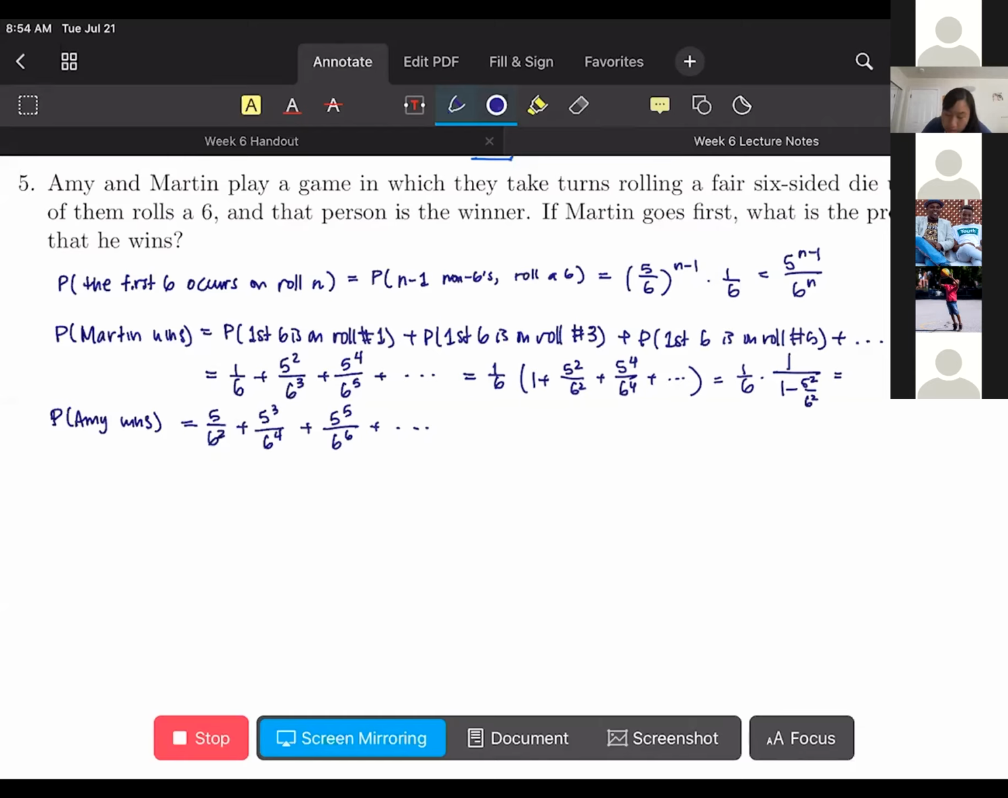So this gives us 1/6 times 36 over 11, which gives us 6 over 11. So that's one way we could sum this.